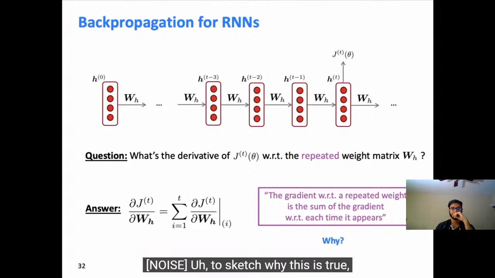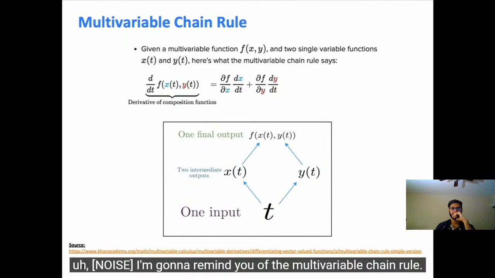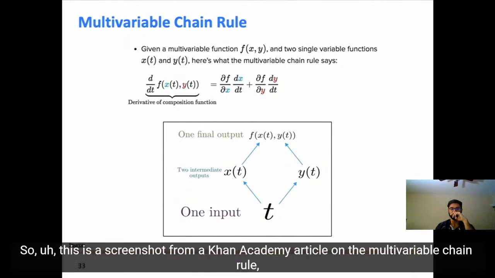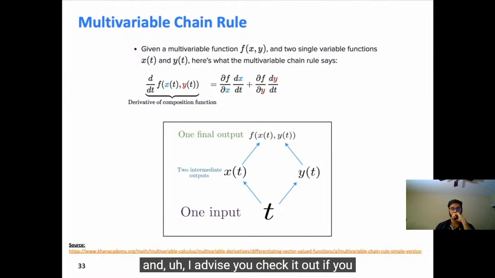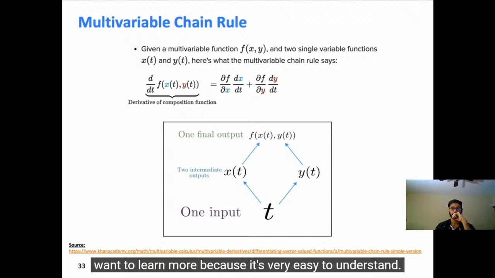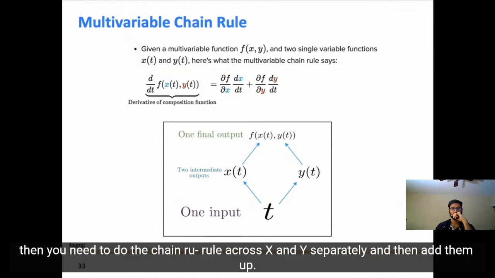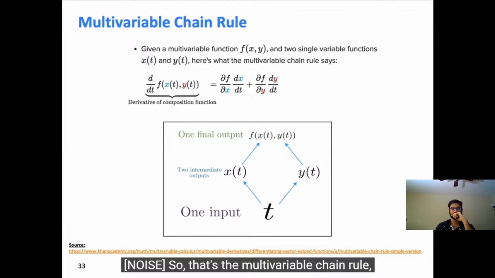To sketch why this is true, I'm going to remind you of the multivariable chain rule. This is a screenshot from a Khan Academy article on the multivariable chain rule, and I advise you to check it out if you want to learn more, because it's very easy to understand. It says that given a function f, which depends on x and y, which are both themselves functions of some variable t, then to get the derivative of f with respect to t, you need to do the chain rule across x and y separately and then add them up. So that's the multivariable chain rule.